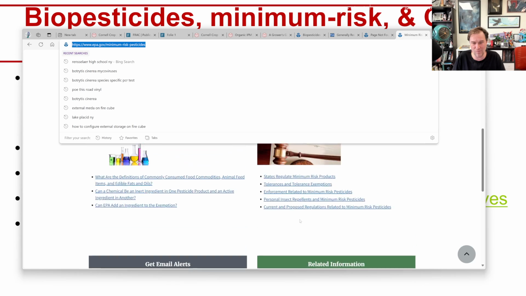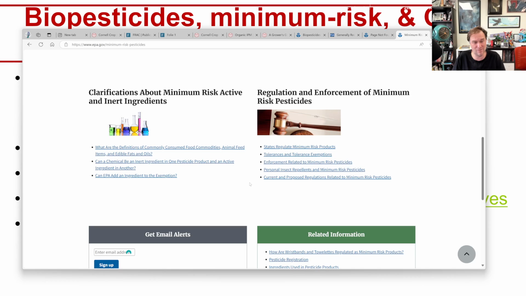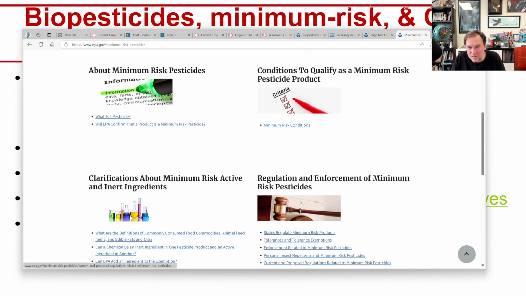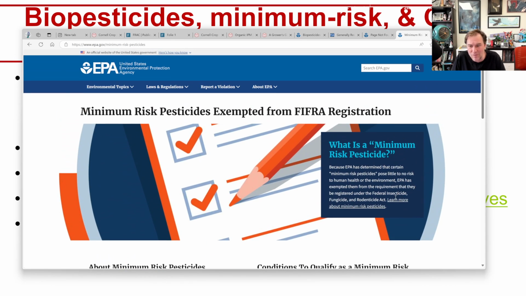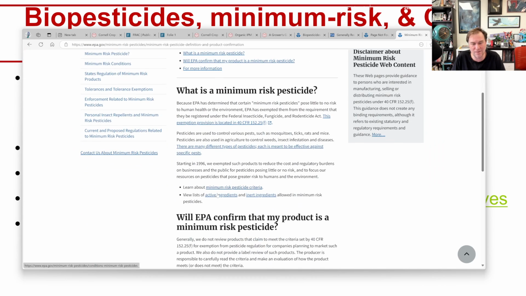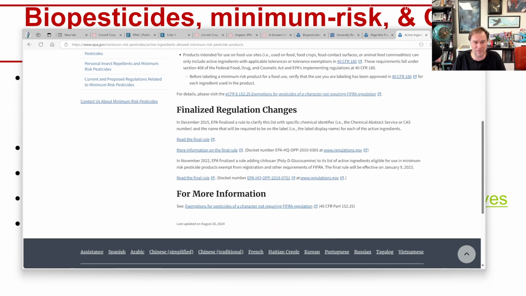And you can read all about what are minimum risk pesticides, how they enforce it, conditions, what is a pesticide, etc. Let's see if we can find out anything about them. Looking for them. Learn more about minimum risk pesticide. There's the page I was looking for. Criteria, and you can view the list of active ingredients here. Pretty cool stuff. Final rule.